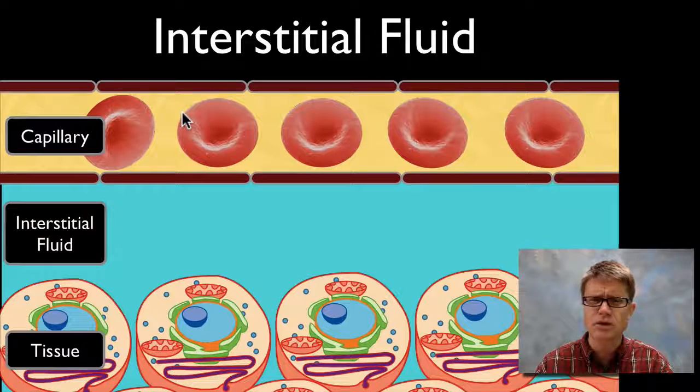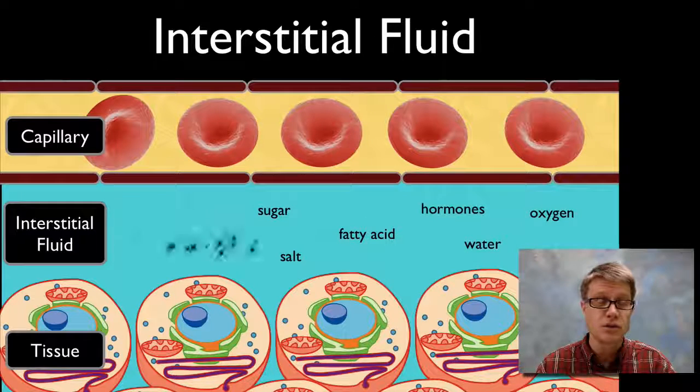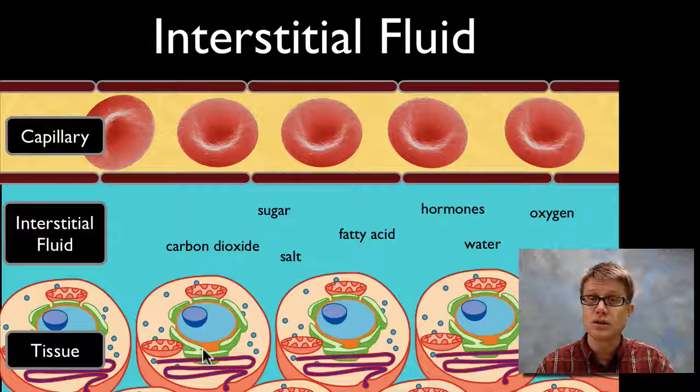But if we're just talking about interstitial fluid, this plasma on the inside of our blood is very similar to the interstitial fluid. And so what's going to be in the interstitial fluid? Well, there's going to be a lot of water, but we're also going to have sugar, salt, hormones, neurotransmitters, carbon dioxide, oxygen. And so it serves as a conduit between the capillary and the tissues itself.